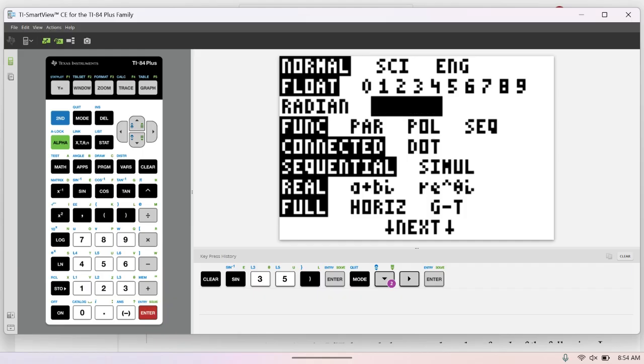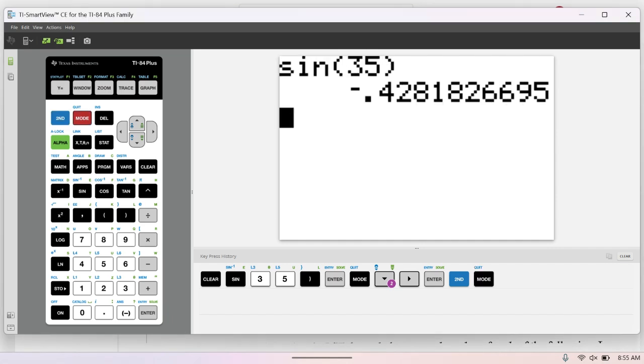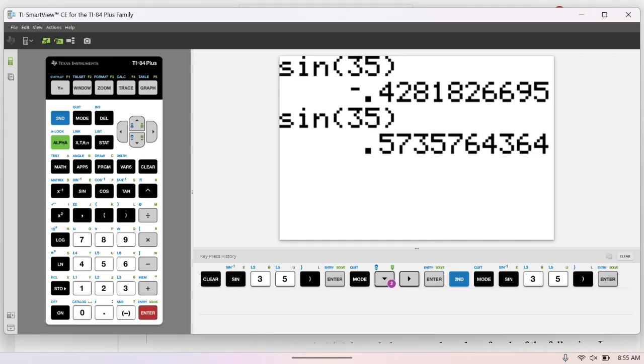Now your calculator is in degree mode, which means that if I put in an angle measure in terms of trigonometry, your calculator will read it as an angle measure in degrees, not radians. To get out of this screen, you hit the second button again, and then the mode button. So second quit. Now let's try that again. I'm going to put sine of 35, hit enter, and now we get what we got on our trig table.